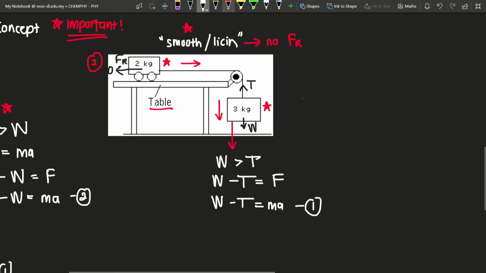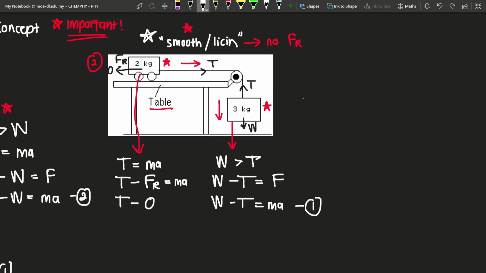So untuk objek 2 kg pula, this one, since it is moving to the right with no frictional force. So you tahu daya yang tarik objek tu ke arah kanan adalah T, tegangan tali. So T adalah sama dengan MA. Sebab apa? Sebab kita tak ada daya geseran. Let's say kalau ada daya geseran, you punya T akan tolak daya geseran, baru sama dengan MA. Tapi since daya geseran dalam ni adalah kosong, sebab soalan dah kata permukaan licin. So, T tolak kosong sama dengan MA, so you boleh kata T equal to MA. This is our second equation.